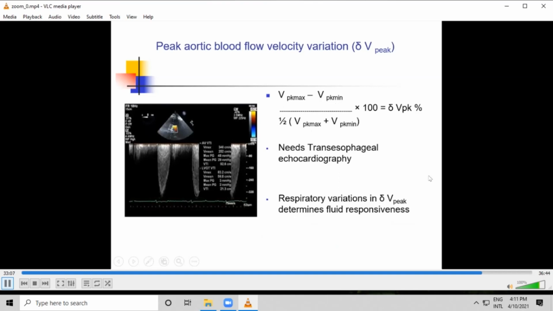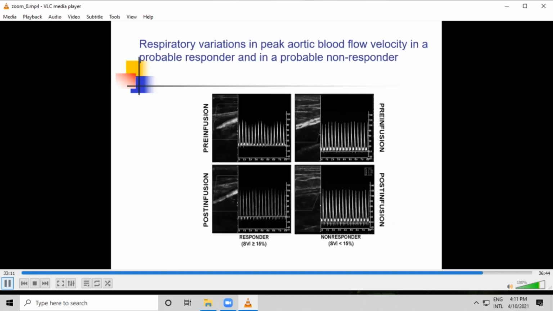And respiratory variations in delta PP determine the fluid responsiveness. See, we can appreciate the respiratory variations in the aortic blood flow velocity in a probable responder or a probable non-responder. In a responder, we see here these respiratory variations pre-infusion, and after infusion, they are almost blunted.